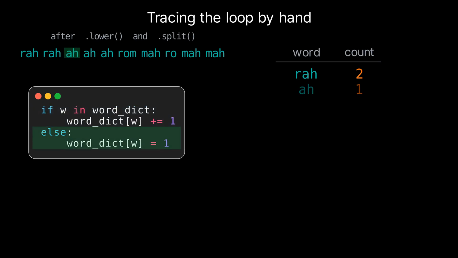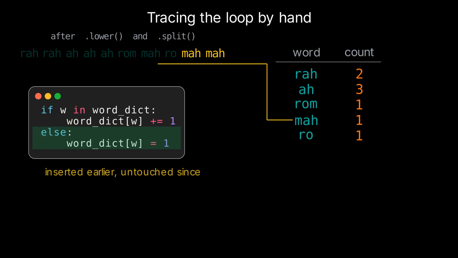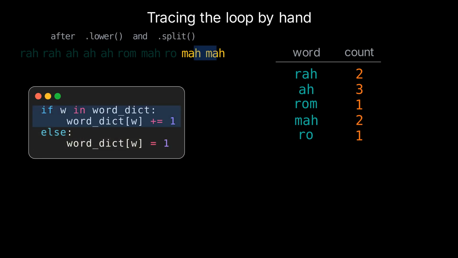Now keep going. Next comes ra, brand new, added at 1. Then again, up to 2. Then a third, up to 3. Now rum, new, added at 1. Then ma, new at 1. Then ro, new at 1. 2 words are left, both ma. And this is the later repeat to watch. Ma was inserted once, sat quietly while other words went by, then gets bumped twice at the very end, to 2 and then to 3.